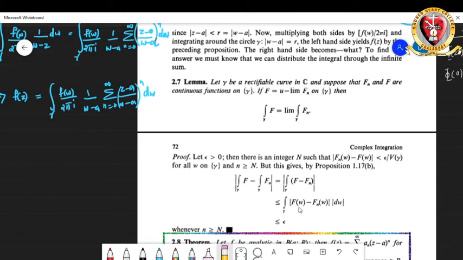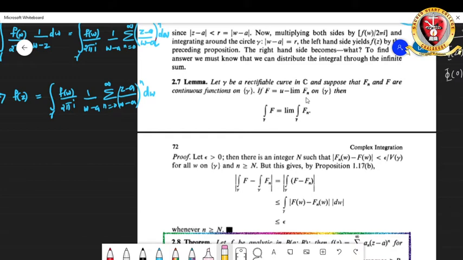And we know that this modulus of f of w minus fn of w will be strictly less than epsilon by V of gamma. You can use it there. And the integral over gamma of modulus of dw will be the total variation V of gamma. So you get epsilon by V of gamma into V of gamma, and you get epsilon there. And epsilon is strictly greater than 0 and it's arbitrary. So you get that the integral over gamma of f is equal to the limit of the integral over gamma of fn.